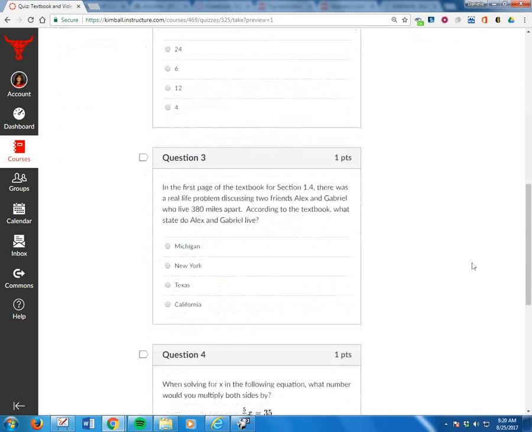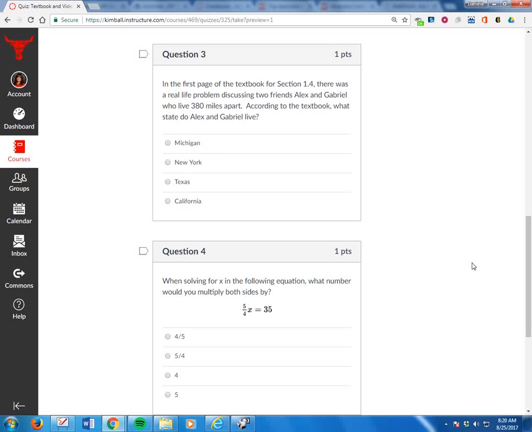Question 3. In the first page of the textbook for section 1.4, there was a real-life problem discussing two friends, Alex and Gabriel, who lived 380 miles apart. According to the textbook, what state did they live in? Anybody remember that? California?